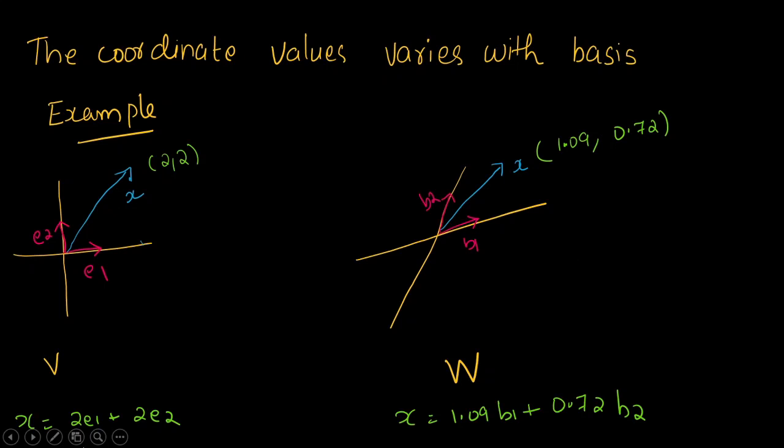Here the vector is represented like this: x is equal to 2e1 plus 2e2. When you come to vector space W, the representation of x is 1.09 b1 plus 0.72 b2. These are the alpha values. Here 2, 2 are alpha 1, alpha 2, and here 1.09 is alpha 1 and 0.72 is alpha 2.